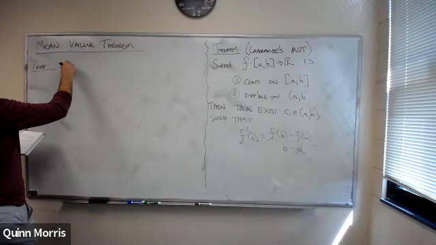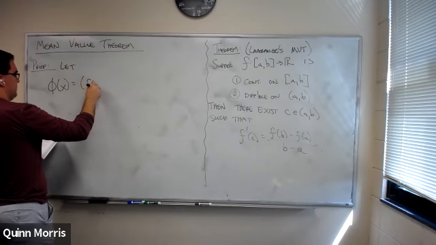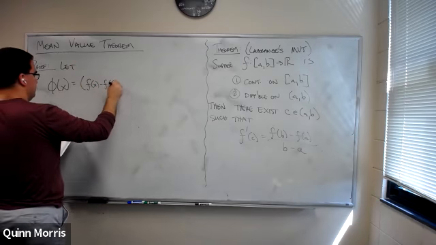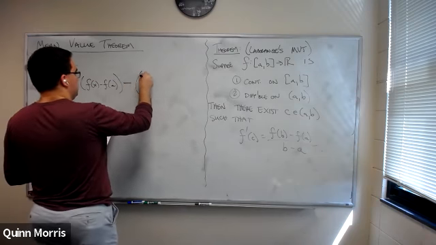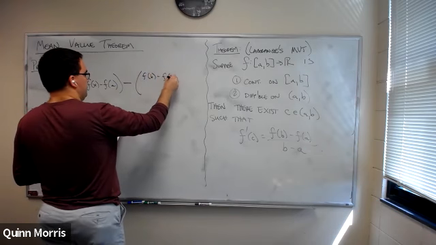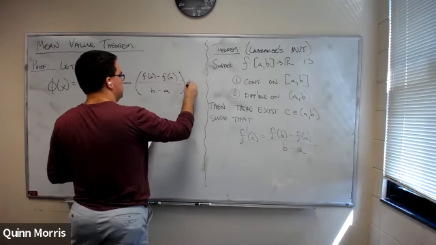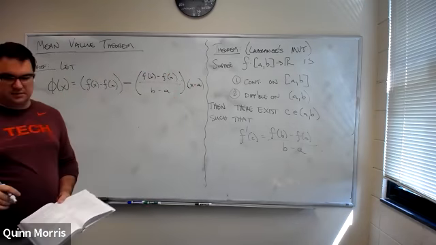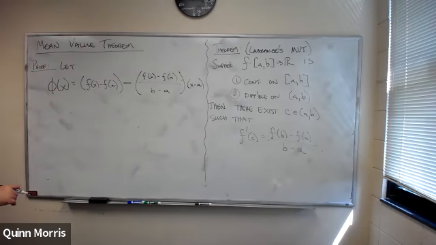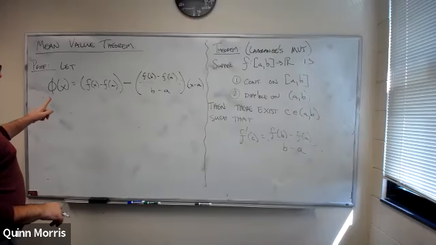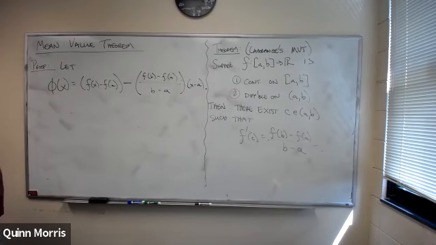So let phi of x be the function f of x minus f of a minus (f of b minus f of a over b minus a) times (x minus a). So what I'm going to show is that I can actually apply Rolle's theorem to this function phi of x.